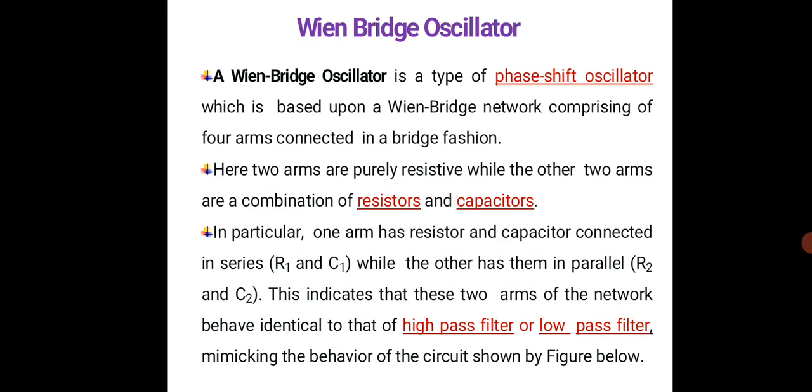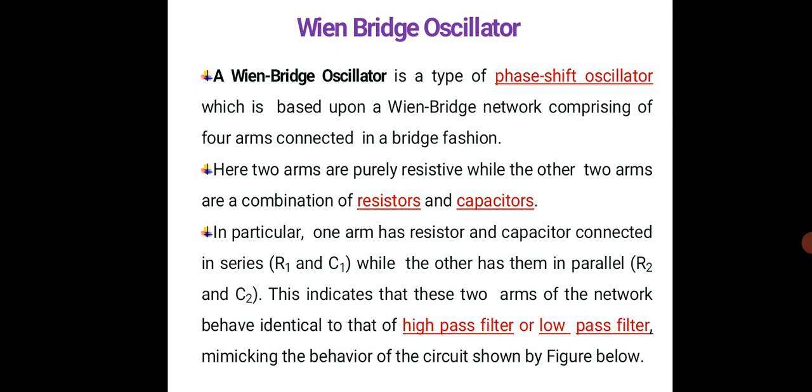A Wien bridge oscillator is a type of phase shift oscillator, which is based upon a Wien bridge network that comprises 4 arms connected in a bridge fashion. Here, 2 arms are purely resistive, while the other 2 arms are a combination of resistors and capacitors. In particular, one arm has a resistor and capacitor connected in series, say R1 and C1, while the other has them in parallel, say R2 and C2.